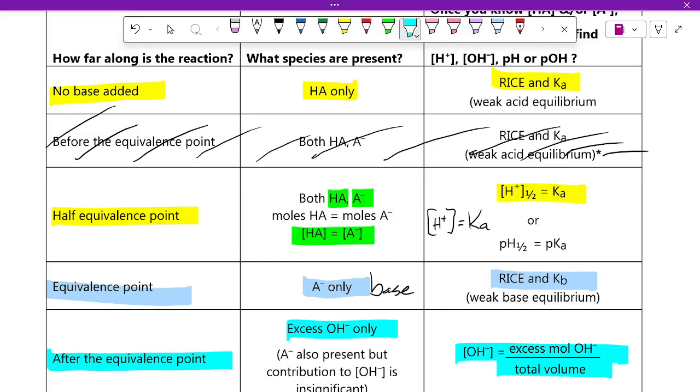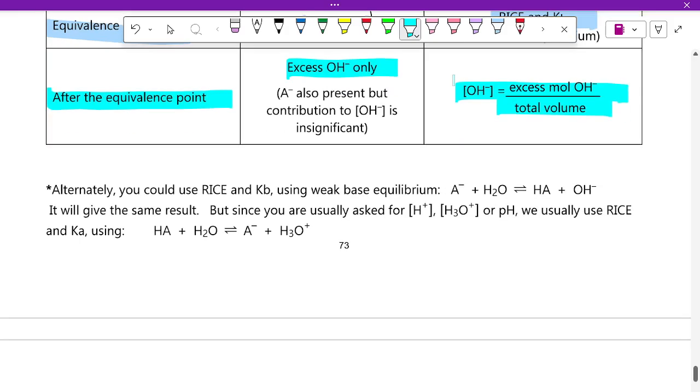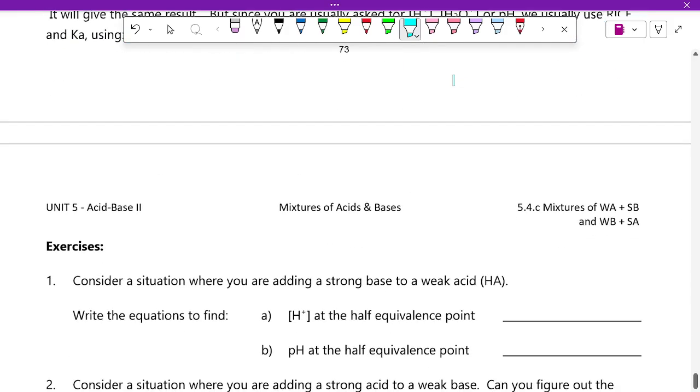Okay, so if you were asked to draw a titration curve, you could use each of these points to give you the start, the halfway to equivalence point, the equivalence point, and then the end. And you'll see a curve that looks like this. Okay, and we'll get into the actual curves themselves later.